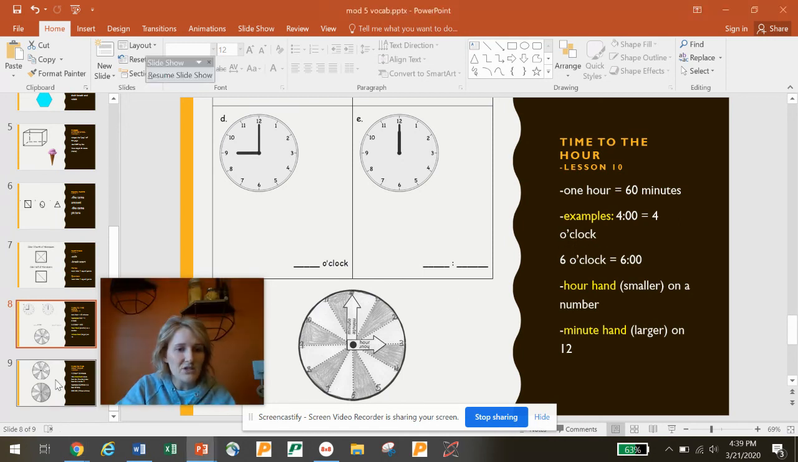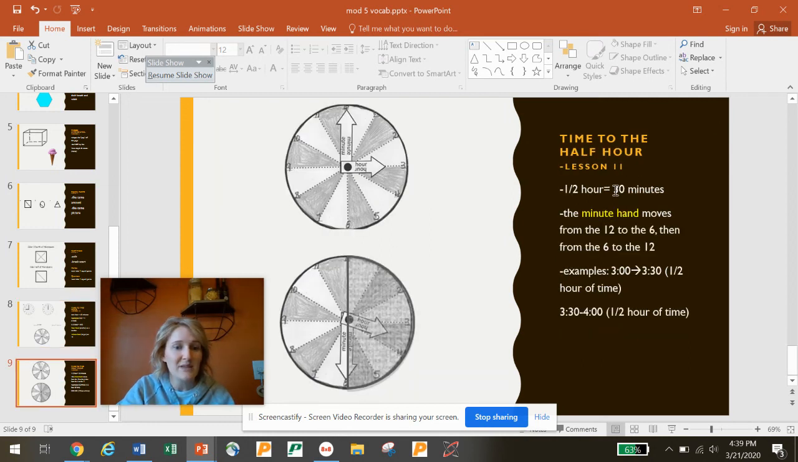The last term in the module that I thought we might need just a little bit of review is time to the half hour. When we talk about time to the half hour, we talk about the minute hand, and the minute hand is moving in half amounts. So we're half moving around the clock from the 12 to the 6.